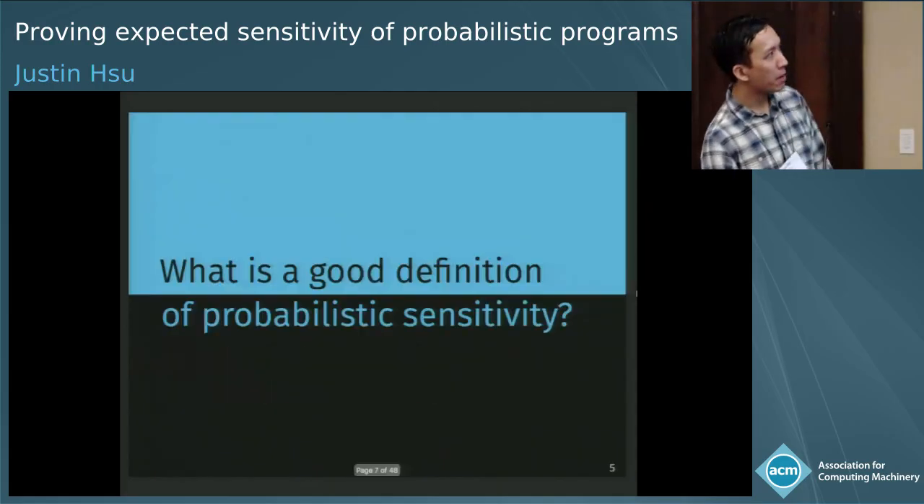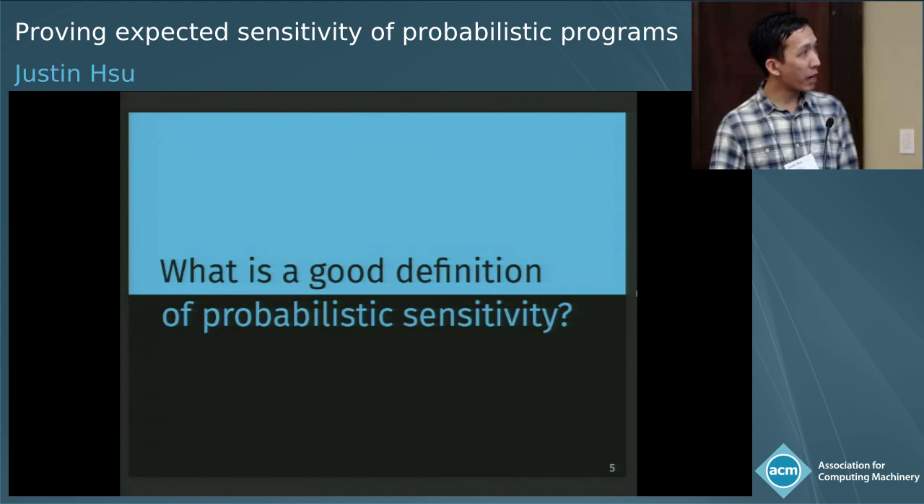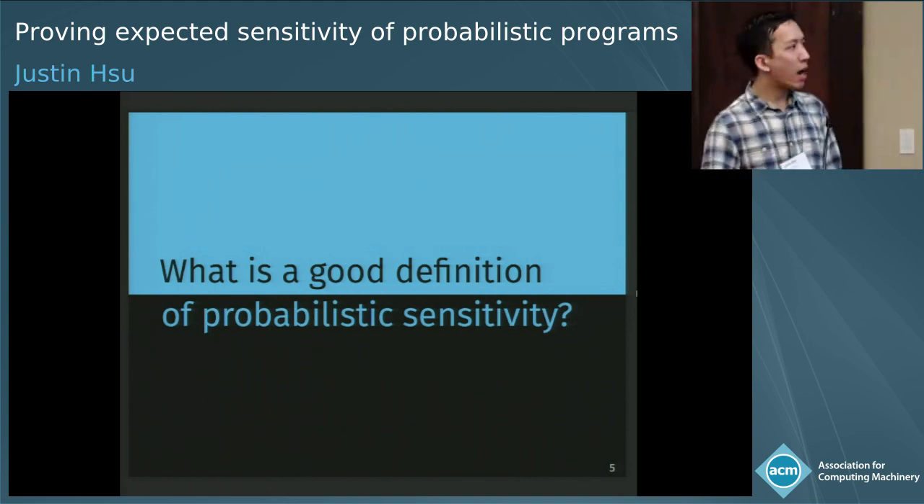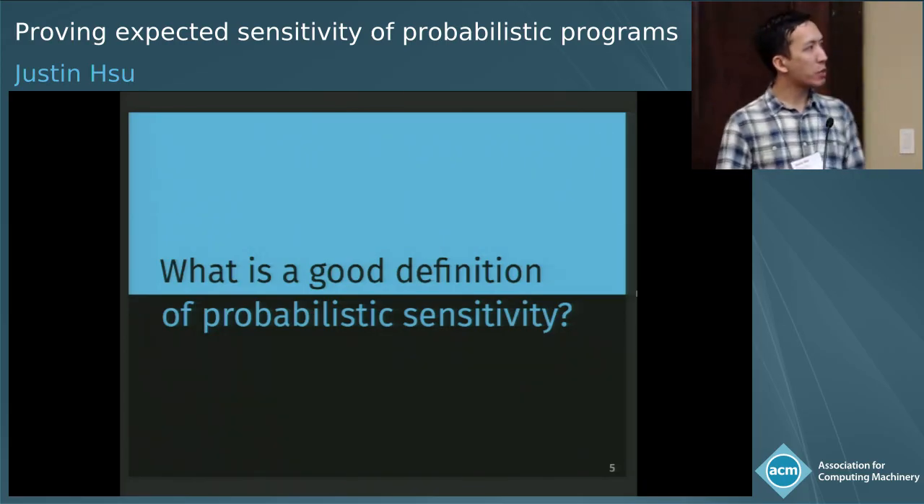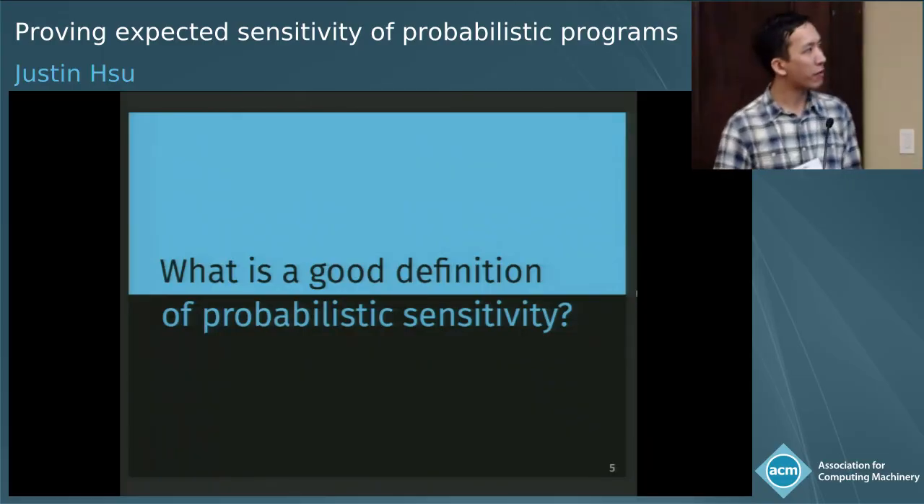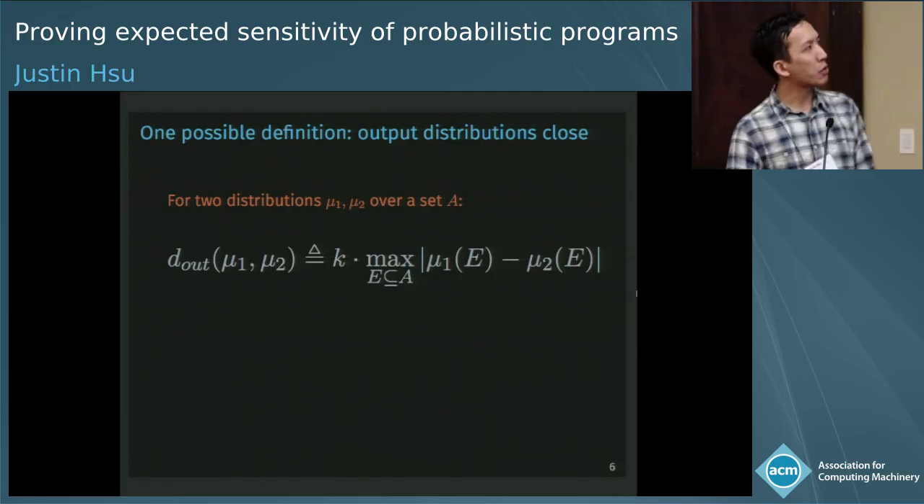All right. So first of all, what is a good definition of probabilistic sensitivity? To motivate this, I'm going to give two examples of probabilistic sensitivity that are different, and they model different features, but somehow we would like to cover both of them and even more with a more generalized definition. So one possible definition is just to say that the two output distributions must be close uniformly. This is a very strong notion.